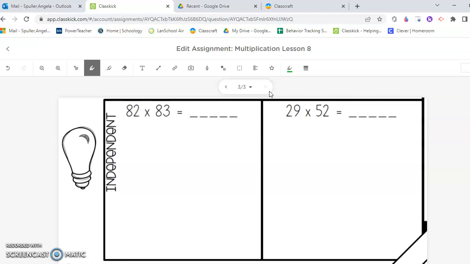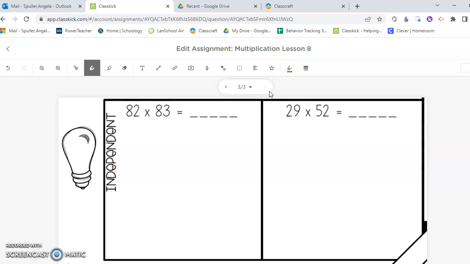Okay, go ahead and pause this video and you can pick one of either way. You can break both numbers apart or you could break one apart. I don't care how you do it. Just go ahead and practice these two. Pause the video and then come back and see if you got them correct.